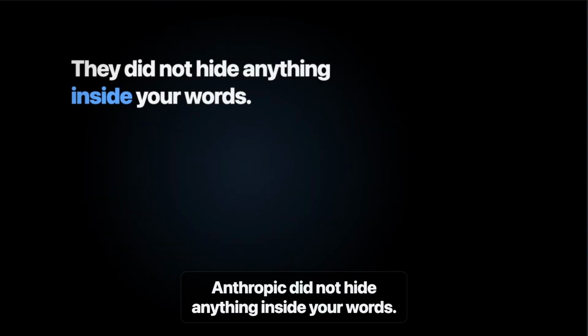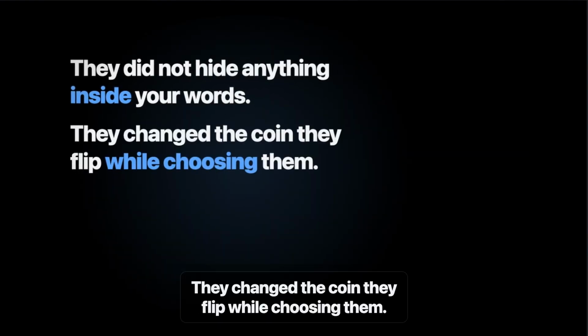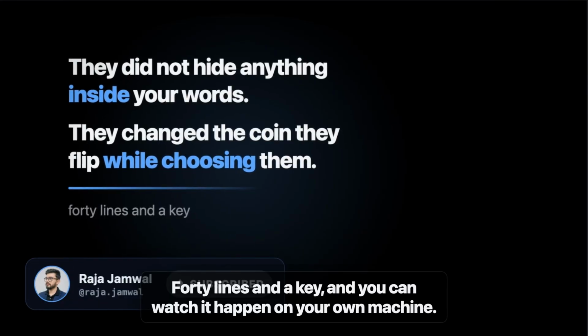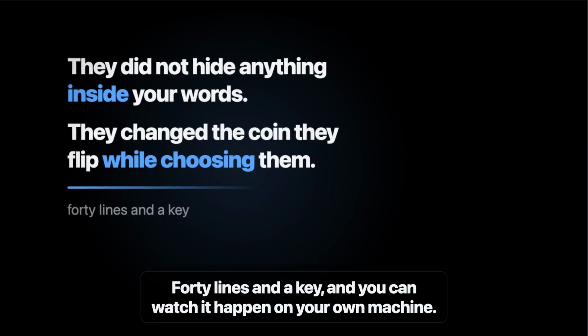Anthropic did not hide anything inside your words. They changed the coin they flip while choosing them. 40 lines and a key, and you can watch it happen on your own machine.